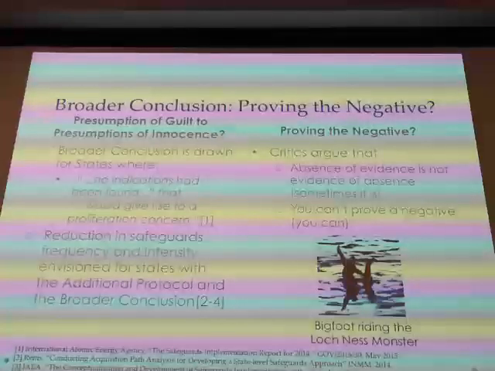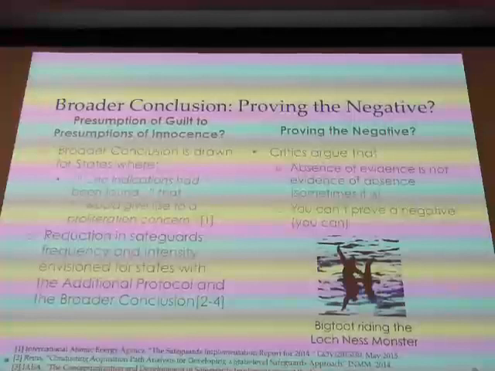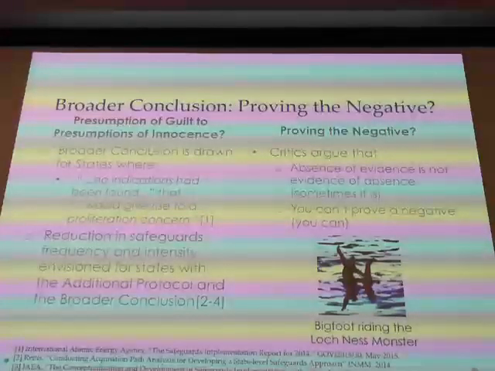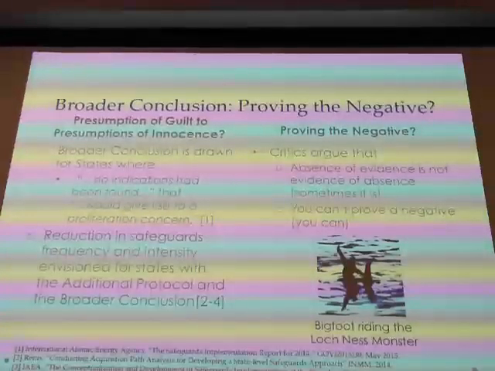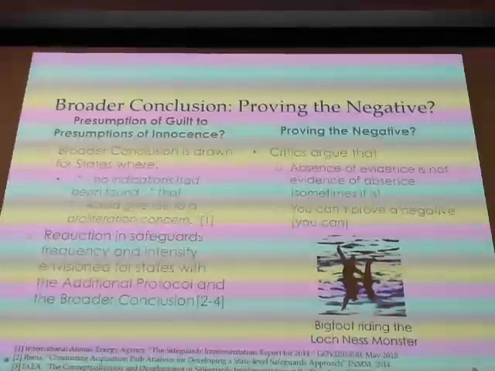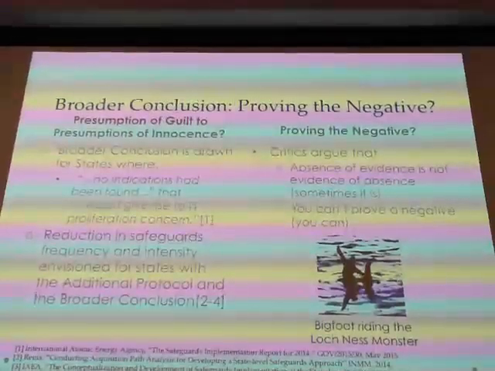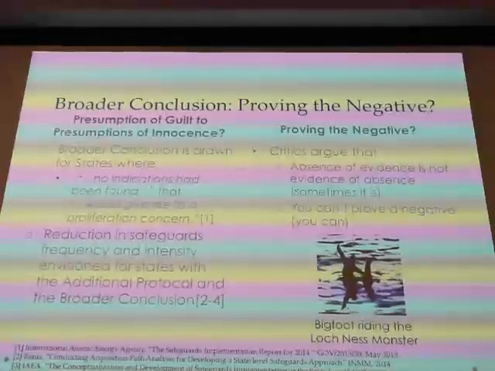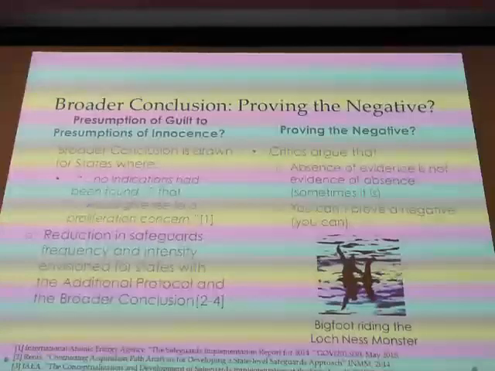So I mentioned this before, this is the broader conclusion, and the interesting part about the broader conclusion is that it's drawn for a state when there are no indications found that give rise to proliferation concern within a state. And on the basis of this, the IAEA then might consider reduction in the safeguards frequency and intensity for these states under the broader conclusion. Critics will argue that when you look at the language here, no indications have been found.